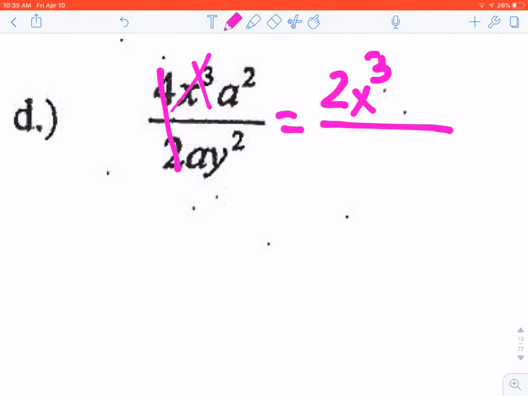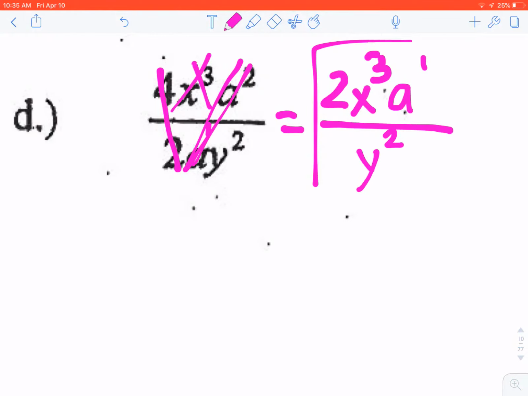Okay, I'm going to cross that off. The a, it's a to the 2nd over a to the 1st. So you're going to take 2 minus 1, always bigger minus smaller. Put the answer where the bigger exponent is. So a to the 1st goes on top. I'm going to cross those off. The y to the 2nd is by itself, so I am just going to keep that on the bottom. This is your reduced answer.